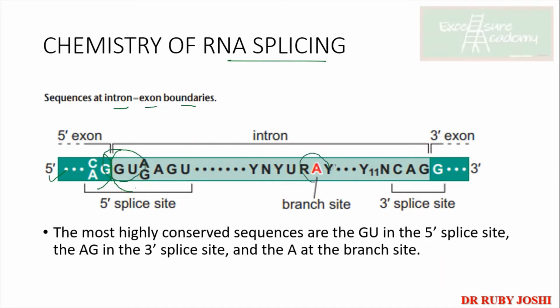Then in the sequence in the middle in the intron, you have got A. Now it is called branch site because this particular sequence will get detached from here, okay, and will bind over here. Then at the 3' splice site, you have got AG. Clear? Itna clear hai? Now, when I say that it gets detached, what does it mean?